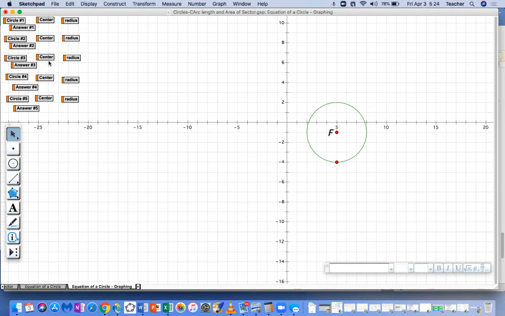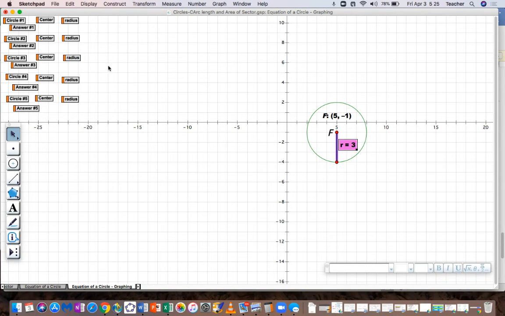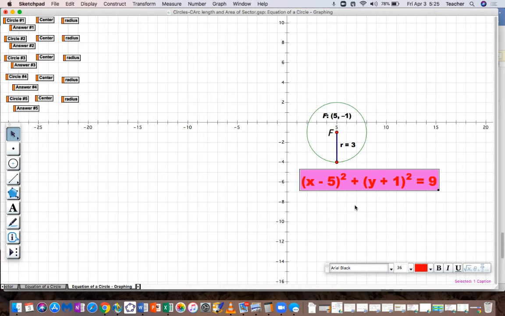All right, here's the next one. Center 5, negative 1, so that should be x minus 5 squared plus y plus 1 squared, and my radius is 3, so 3 squared would be 9. And there's my equation for that one.